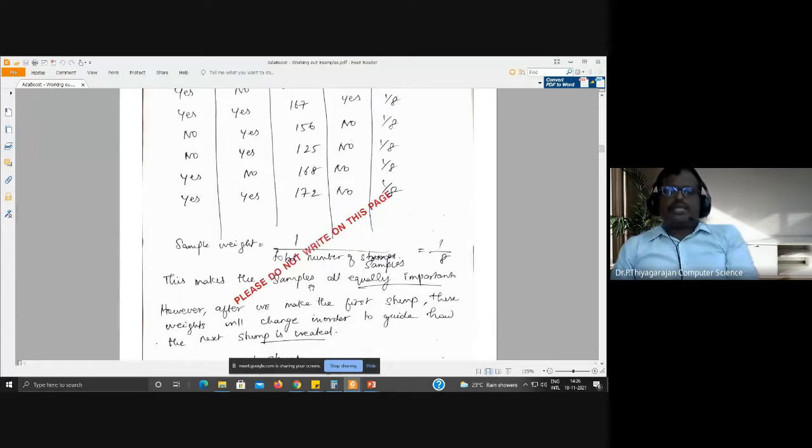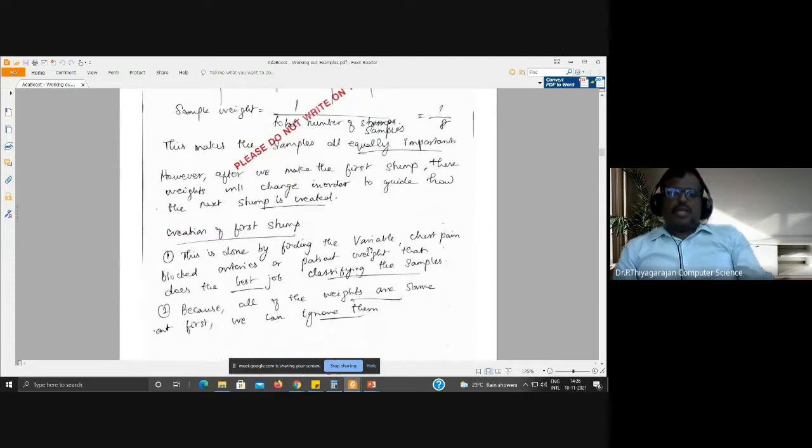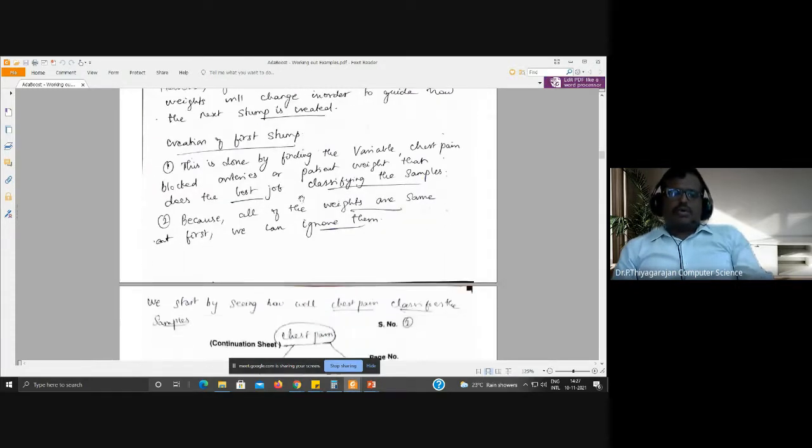So this makes the samples of equal importance. All the rows will be taken as equal importance. Now, how do we create the first step? This is done by finding the variables. What are the variables that we have here in the data set? Chest pain, blocked arteries, and patient weight. We have 3 features, and the target variable is the heart disease.